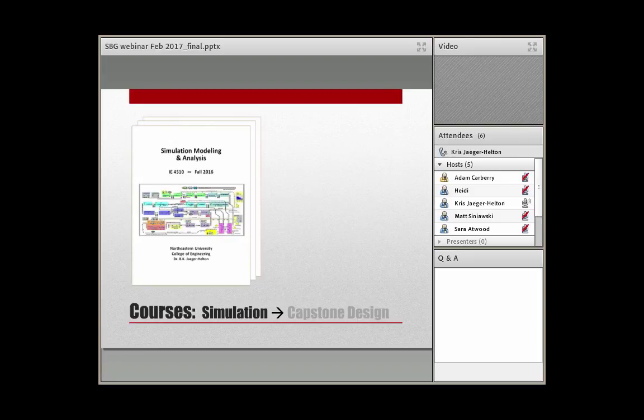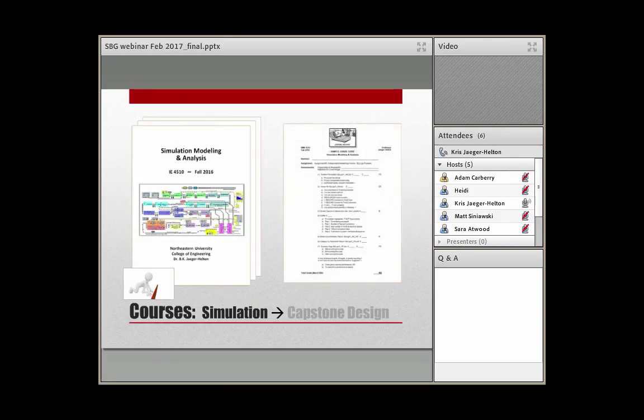the real objective of this was to get into the capstone design course ultimately and see if we could make some valuable changes there. In the simulation course that I have been teaching for quite a while, which is where I started, I pretty much had this grade guide that you can see on the paper and on the right-hand side. And the grade guide was basically the instructions with numbers.